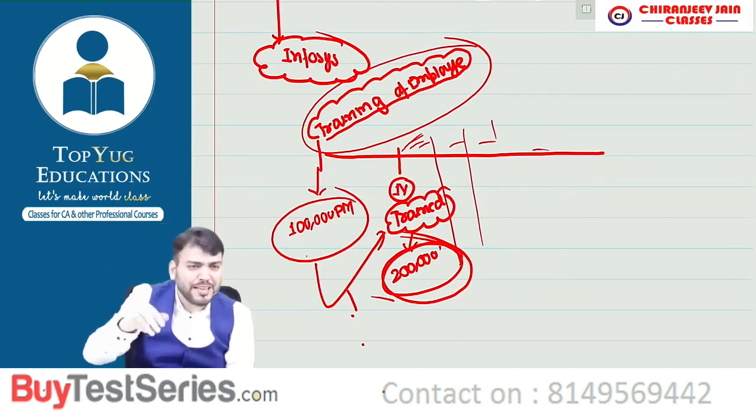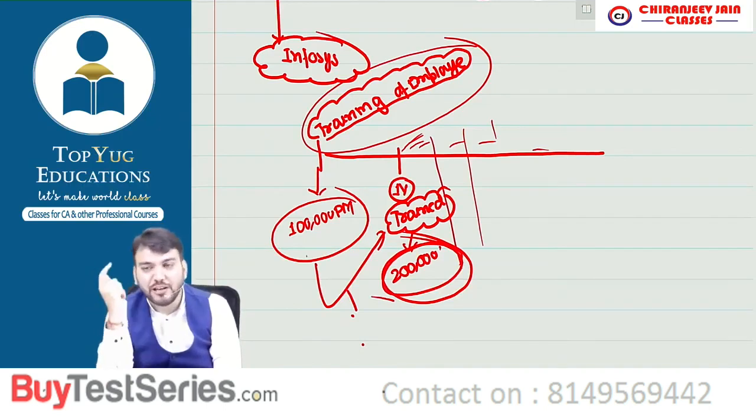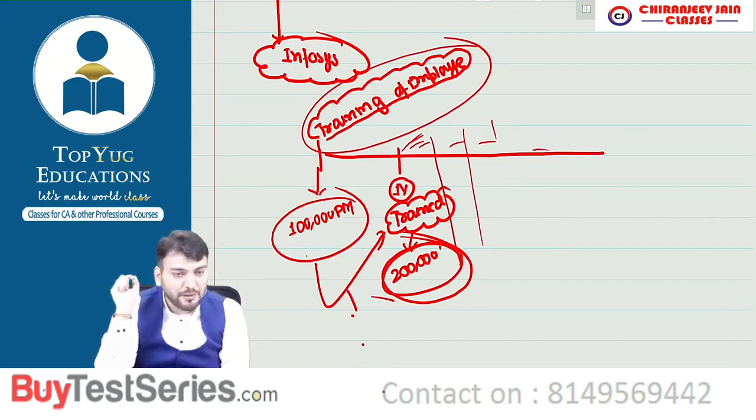For 1 year, 2 years, to get the work experience training, we can join a job. But once you become trained, you should start your own entity. Correct now? Are you able to understand what I am saying?